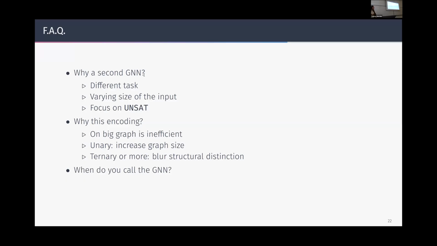And finally, when you call the GNN, we also tried multiple things here, and what works best was to call it only once at the very beginning instead of calling it each time, because it limits the overhead. But we also tried to call it each time, so the question was find SAT and so on, and empirically speaking, it works well.